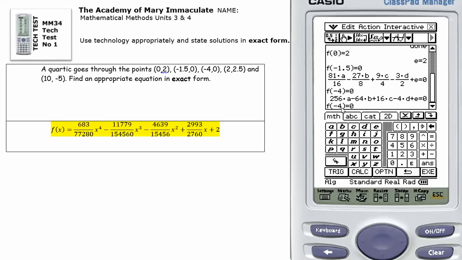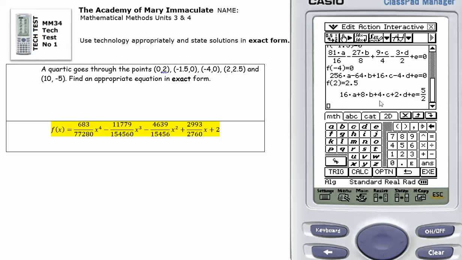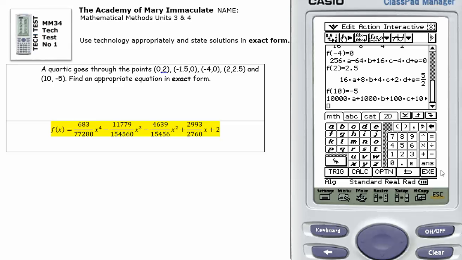Equation number 4 is f of 2 equals 2.5. Execute. And lastly, f of 10 equals negative 5. And that gives me equation number 5.